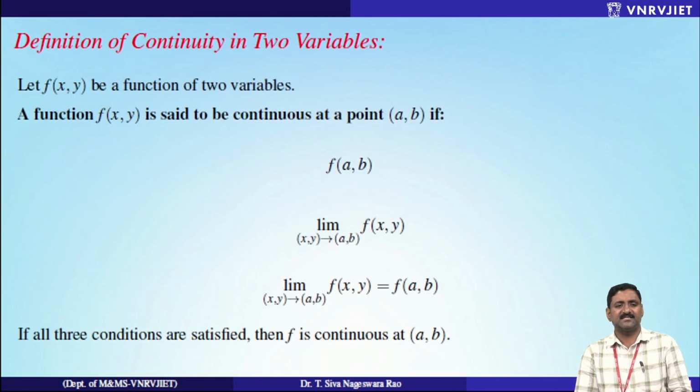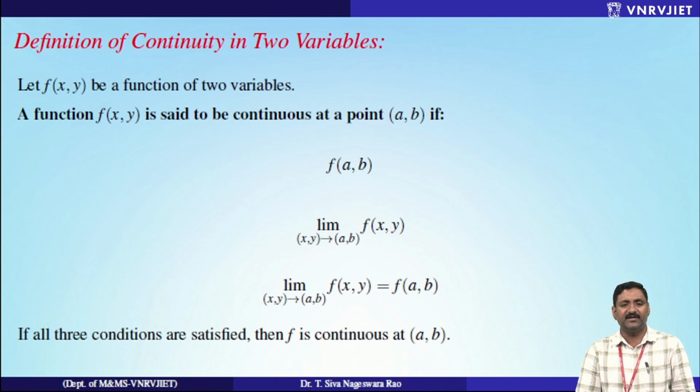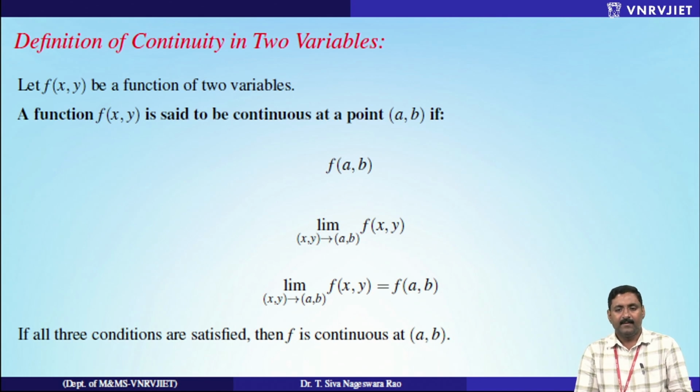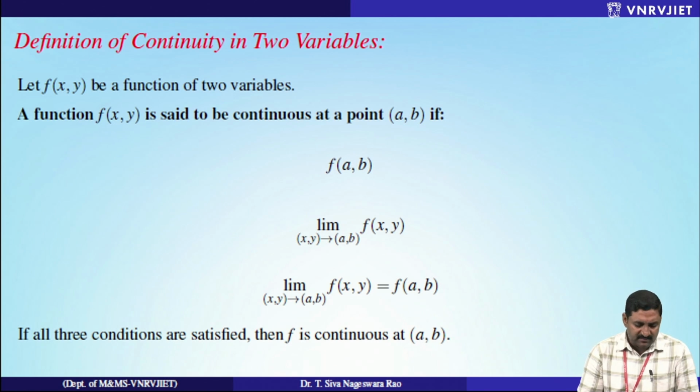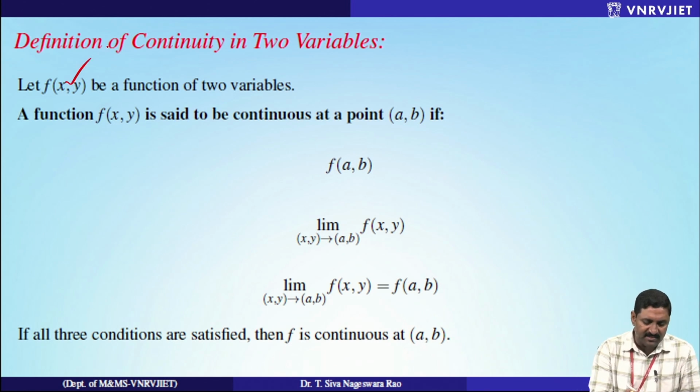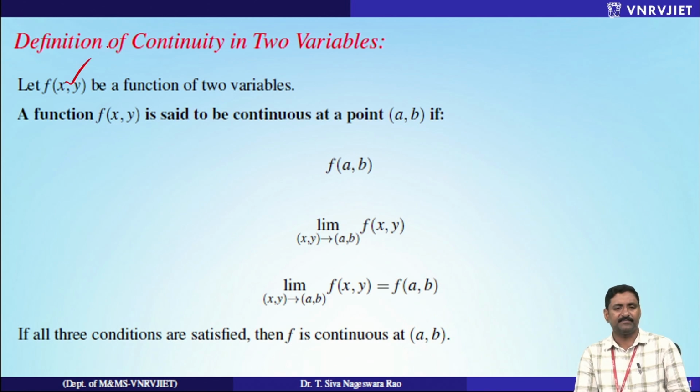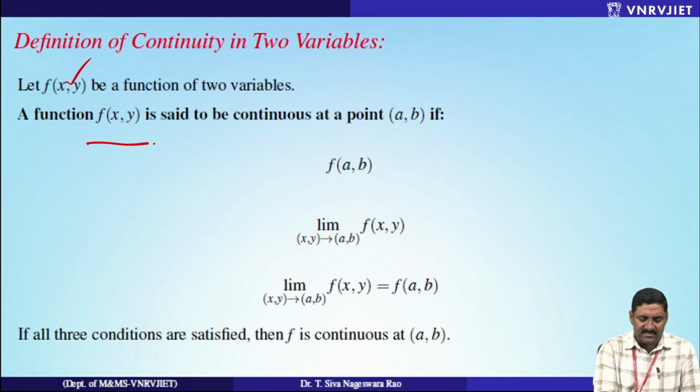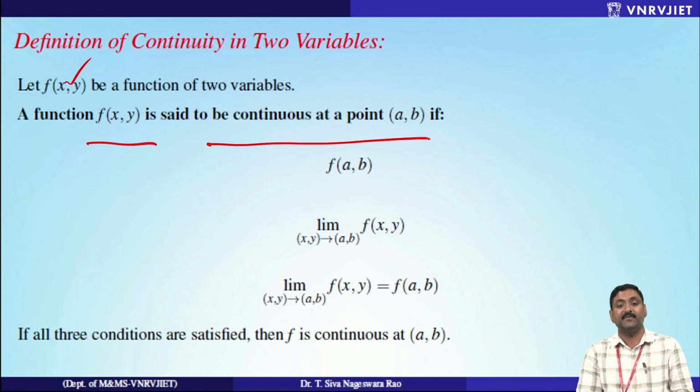Now I am going to discuss the definition of continuity of a function involving 2 variables. In view of continuity, what are the steps you need to take care of? Take the given function, that is, let f of x comma y be a function involving 2 variables. When do you say a function f of x comma y is continuous at a point a comma b?